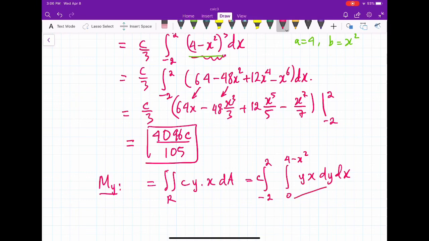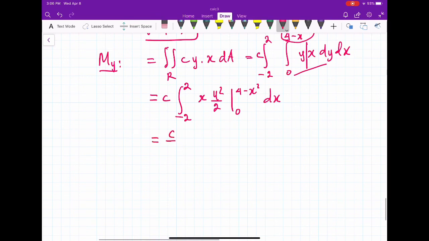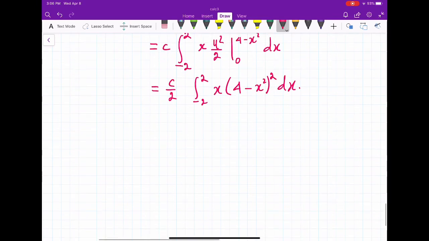In this case, we cannot rewrite this in the form of a product of two integrals. Although you can separate y and x, we have integration limits with 4 minus x squared right there, so there's no way to write it as a product. We have to find the integral, so you have c from -2 to 2. The function is x y squared over 2 evaluated from 0 to 4 minus x squared dx. So you have c over 2 times the integral from -2 to 2 of x times (4 minus x squared) squared dx, right? Because at 0 the function is 0.